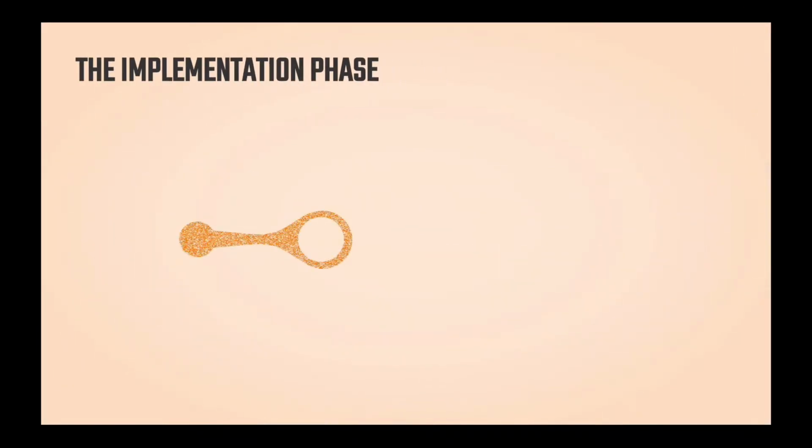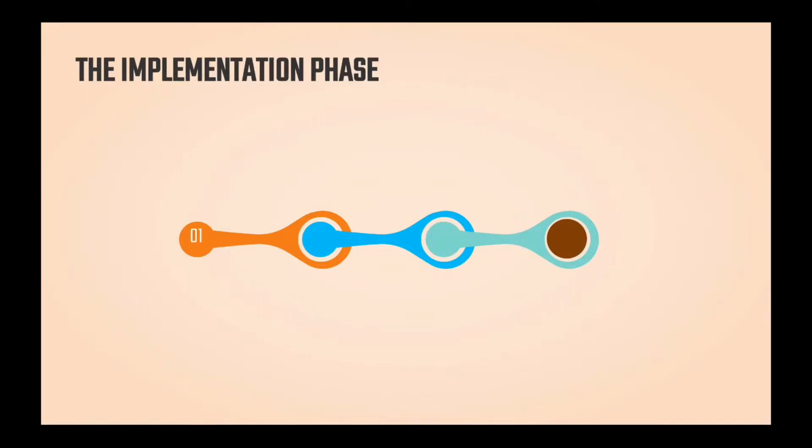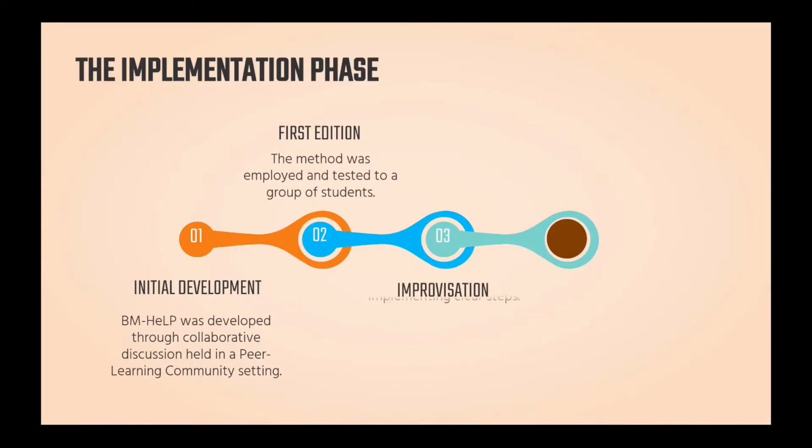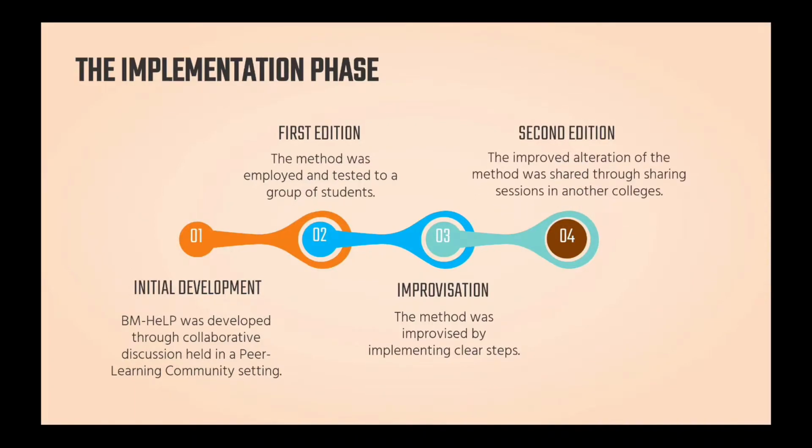The implementation phase. We started the initial development through collaborative discussion held in a peer learning community setting, which then was employed and tested on a group of students. Further steps were taken after some careful improvisation afterwards, and that brings us to where we are currently. The improved version of the technique was shared through sharing sessions with other matriculation colleges.